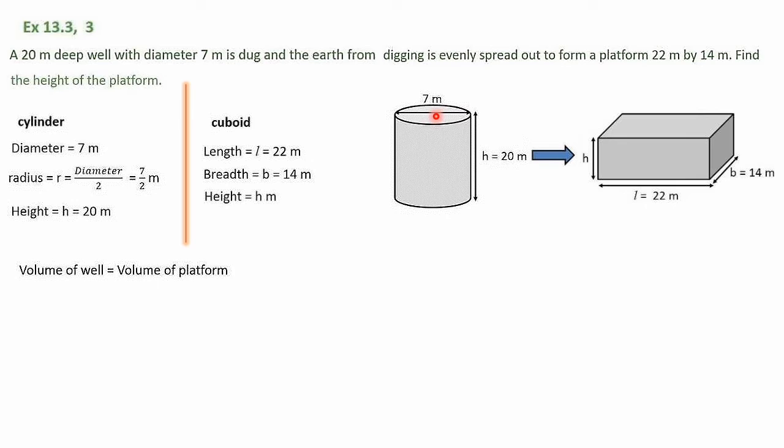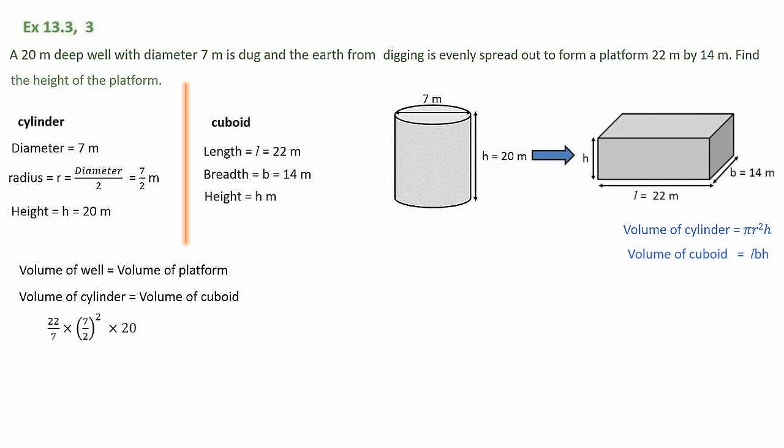And here, as per the condition, the volume of the well is equal to the volume of the platform. Volume of the well means whatever earth we take out from this well, only that we use to form a platform. When the mud was inside this well, its shape was cylindrical. So in another way, the volume of cylinder is equal to the volume of cuboid, because the well is in the shape of a cylinder and the platform is in the shape of a cuboid. We know that the volume of cylinder is pi r square h and the volume of cuboid is quite familiar for us, L into B into H.